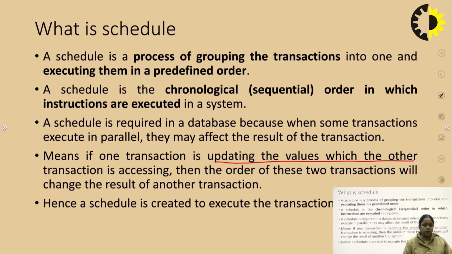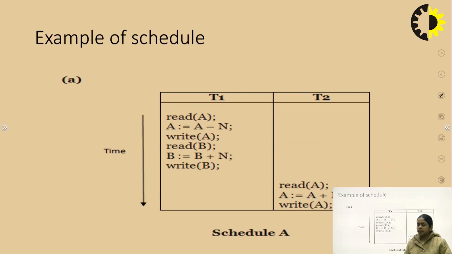What are schedules? Now you can see this is one schedule of transactions. There are two transactions, T1 and T2. You can see here in the first transaction, firstly we read account A, then we remove n amount of money from account A, write A, read B, add the n amount of money to account B, and again write B.